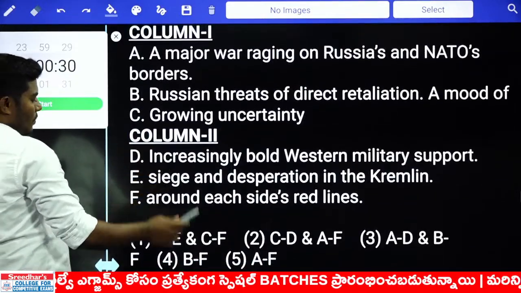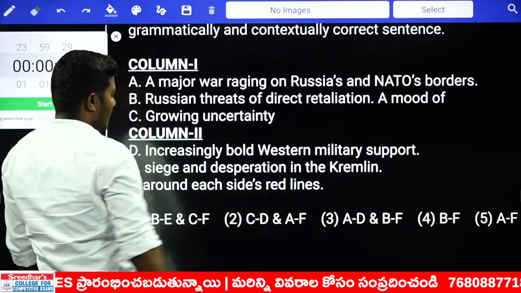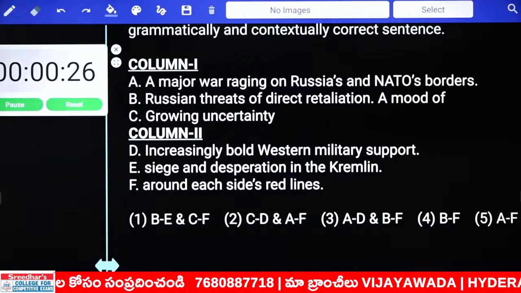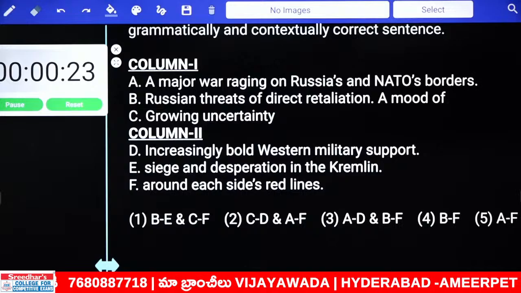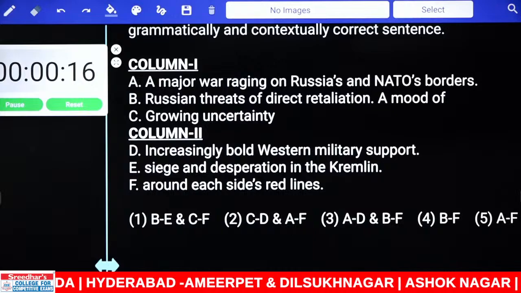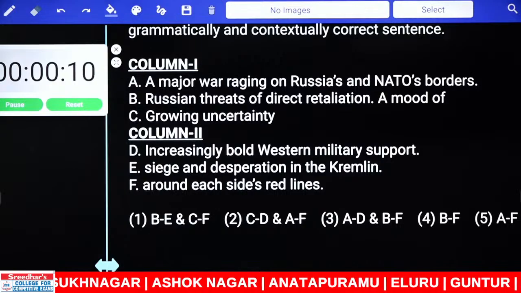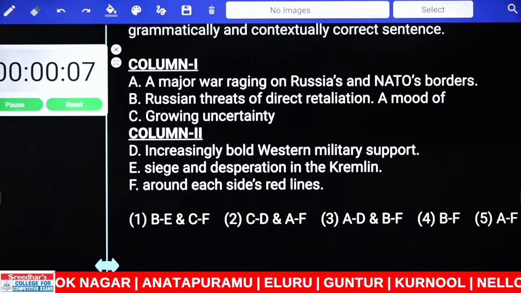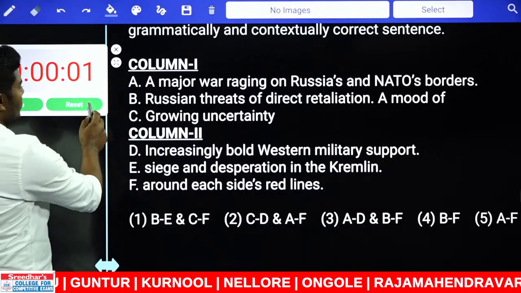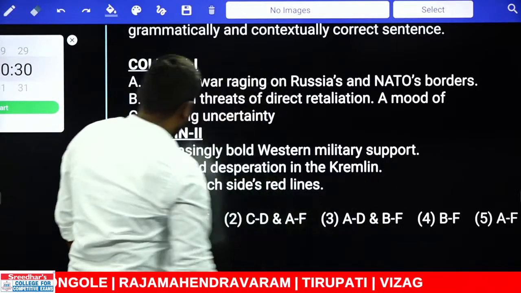Columns, make it very quick. Yeah, start your answers for columns starting with question number 78. Right, let's look at this first one.